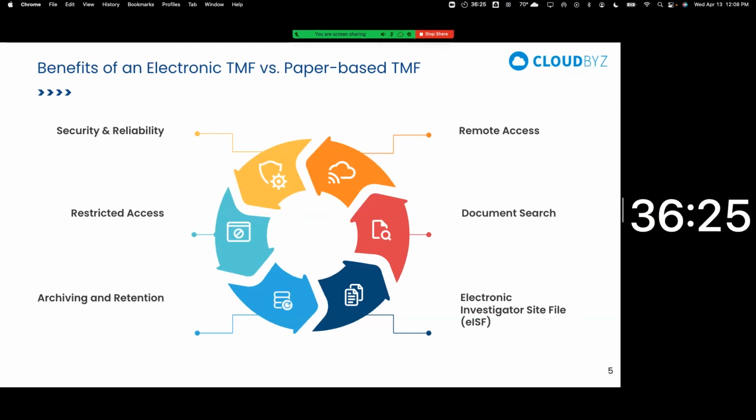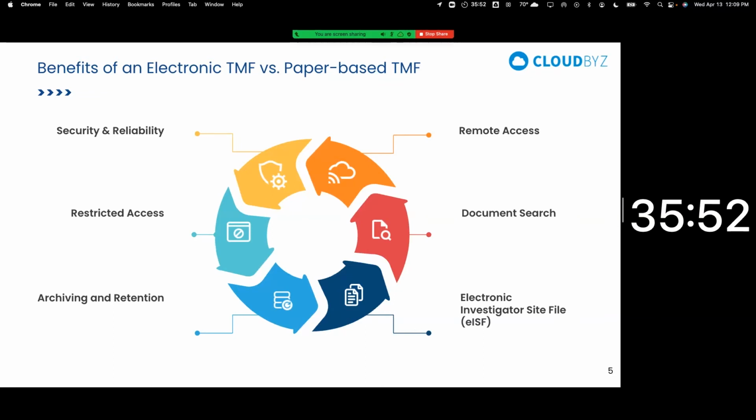Searching a document with a paper-based TMF was basically a nightmare, particularly at the end of a trial when you had thousands of documents. With electronic TMFs, it can be done with a single click, or you can say with a simple search box where you type in the document that is needed and all the documents related to that name will appear. So it's as simple as that nowadays with electronic TMF. Electronic TMFs have also solved the problem of archiving and retention. With paper-based TMFs, you need physical space to archive and retain the TMFs.